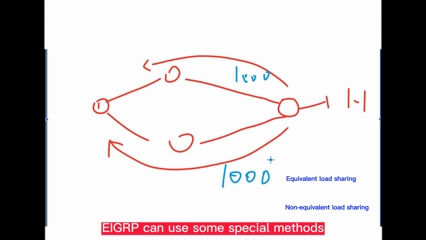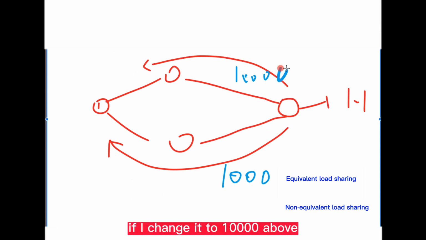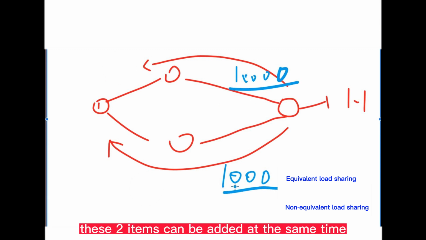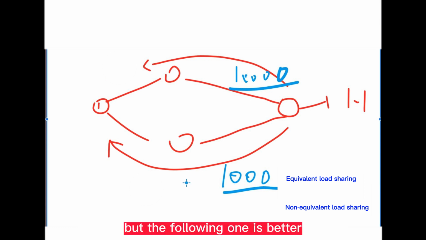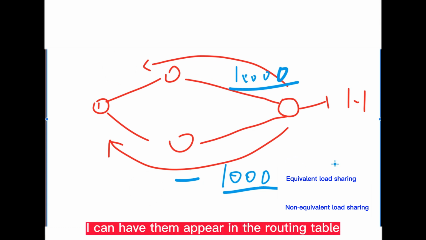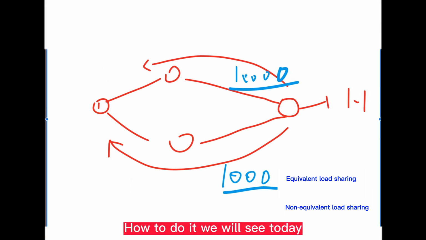EIGRP can use some special methods to let both appear in the routing table at the same time. If I change the one above to 10,000 and the one below is still 1000, these two items can be added at the same time, but the one below is better and the one above is worse. With unequal load sharing, I can have them appear in the routing table at the same time. How to do it we will see today.